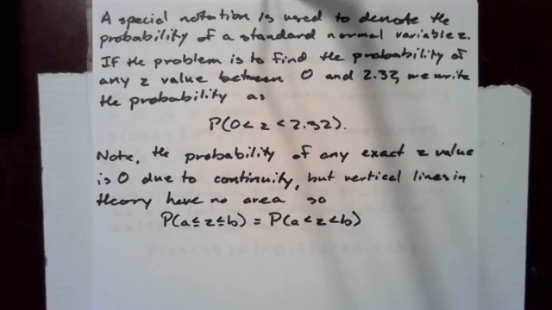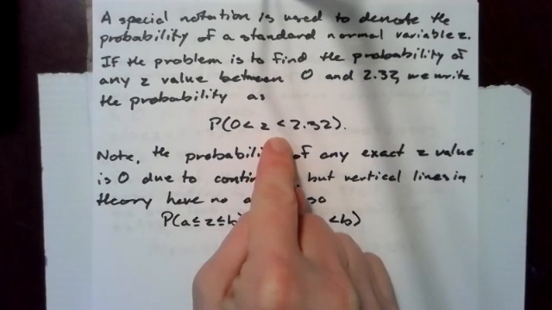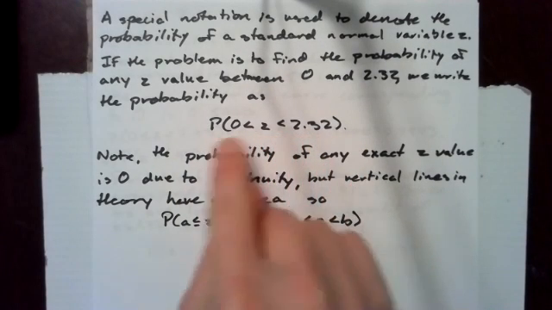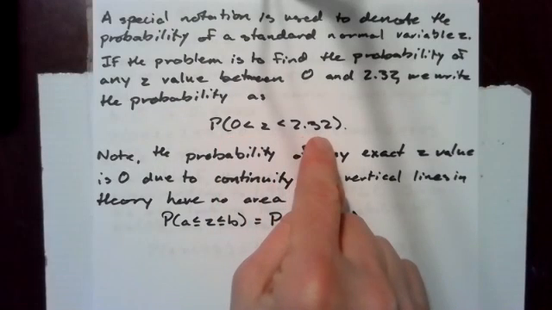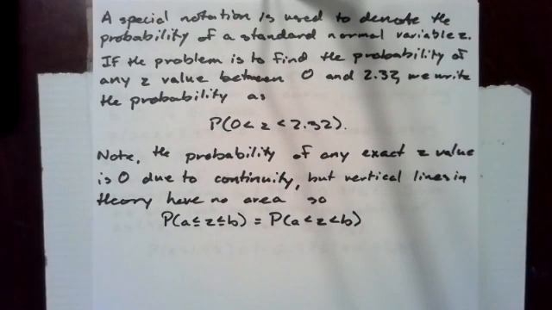A special notation is used to denote the probability of a standard normal variable z. If the problem is to find the probability of any z value between 0 and 2.32, we write the probability as P of 0 is less than z is less than 2.32, or the probability of z between 0 and 2.32. Note the probability of any exact z value is 0 due to continuity, because vertical lines in theory have no area. So the probability that a is less than or equal to z, which is less than or equal to b, is equal to the probability that a is less than z, which is less than b.